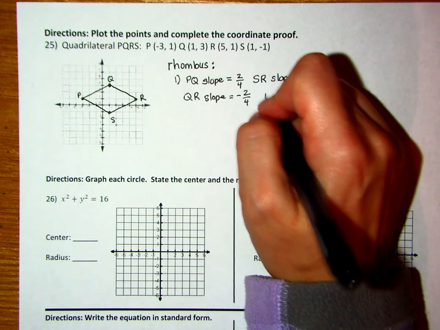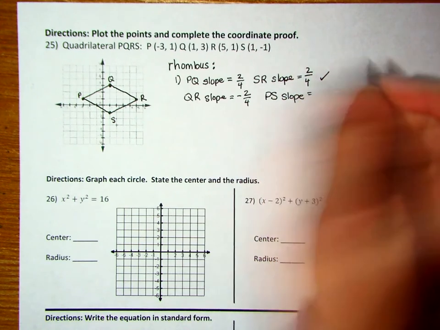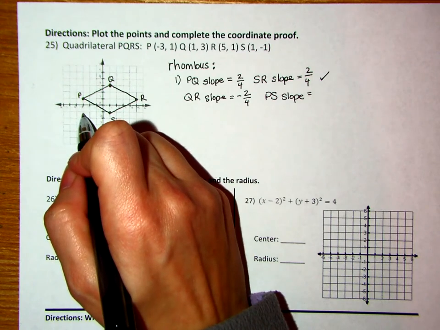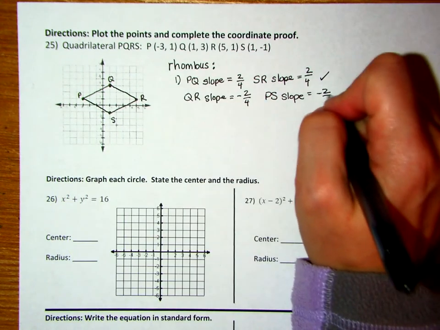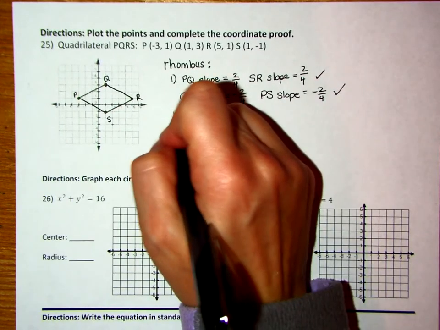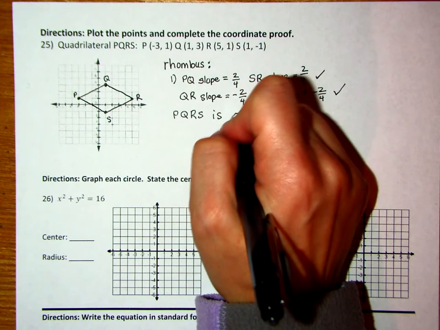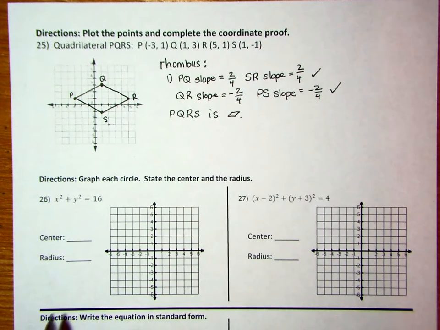And then we're going to do the PS slope. So if we look at PS, we're going down 2 over 4. It's that same slope, -2/4 or -1/2. So now I can say that PQRS is a parallelogram. So that's the first thing that allows me to prove it.